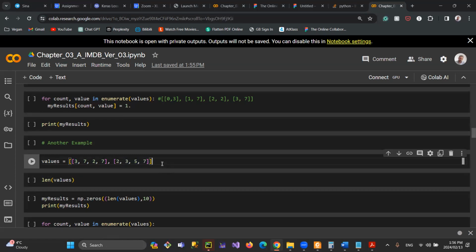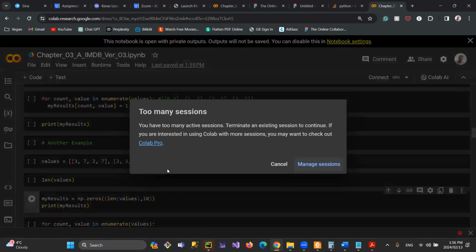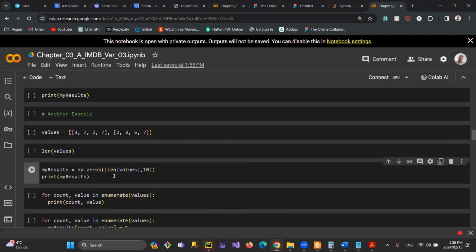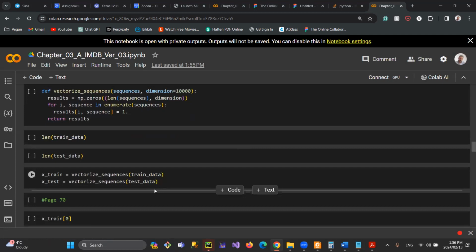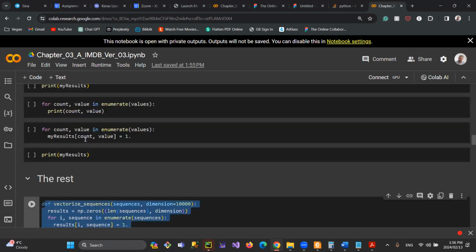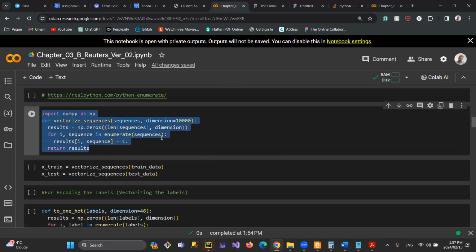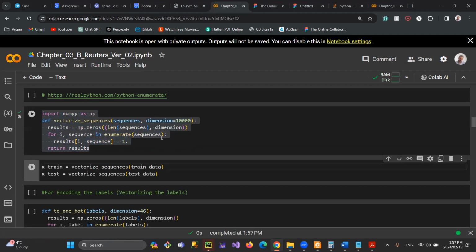And then you remember we said, what is the length of that? It's going to show you 2, and if you say 2 and 10, it's going to make a matrix of zeros that has 2 rows and 10 columns. And this is exactly the same thing. We go to that specific place, for instance row number 0, index number 3, and convert the value from 0 to 1, right? This is exactly what happens in this function. And we say vectorize sequence, we pass train data and test data.